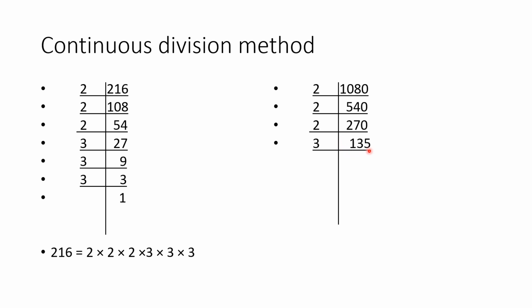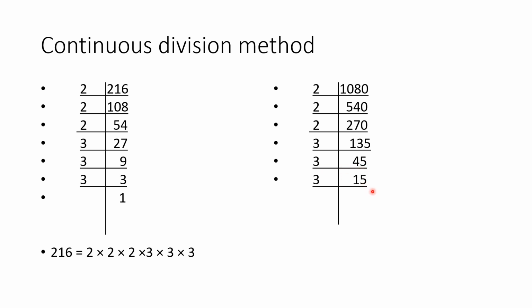135. Now because 5 is at ones place, it cannot be divisible by 2, but it is divisible by 3. How can we say that? 1 plus 3 plus 5 equals 9. Sum of the digits. Always learn divisibility rules. It will be very helpful to you. Now 135 divided by 3. 3 4s are 12 and 3 5s are 15. It is 45.